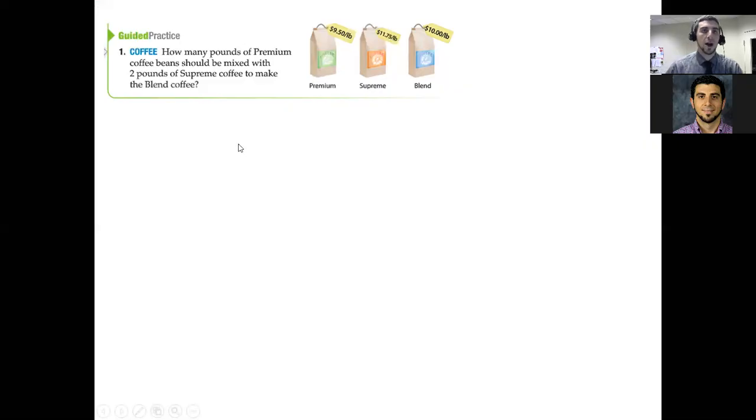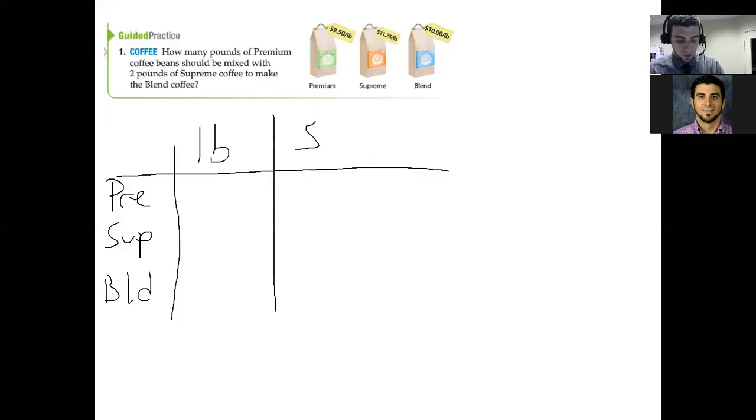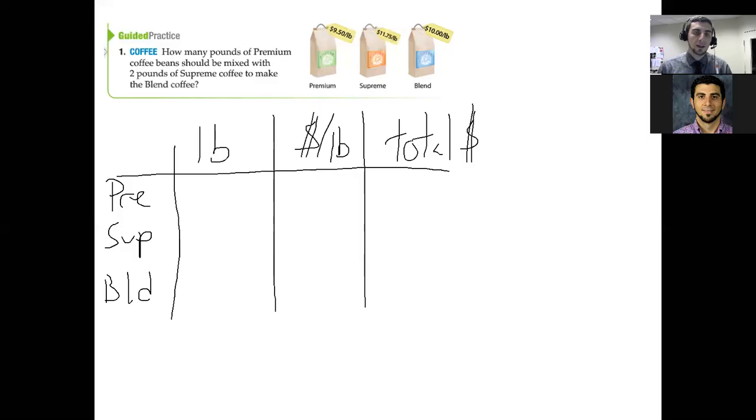Okay, we're ready. So how many pounds of premium coffee beans should be mixed with 2 pounds of supreme coffee to make the blend coffee? So there are 3 types of coffee. There is premium, there is supreme, and there is blended. Okay, now there is the number of pounds, the cost per pound, and the total cost.